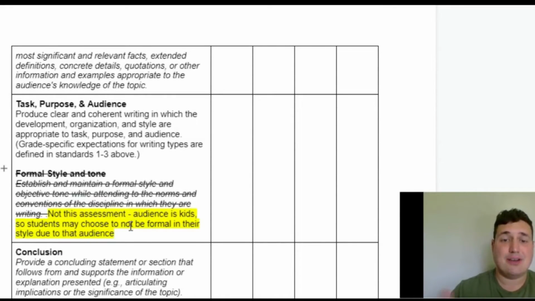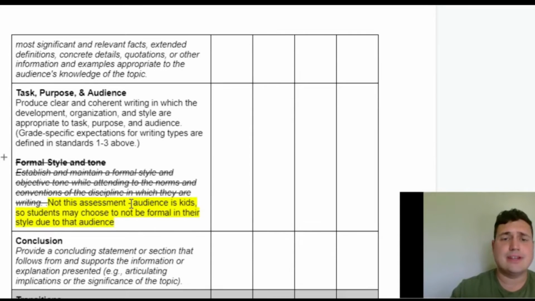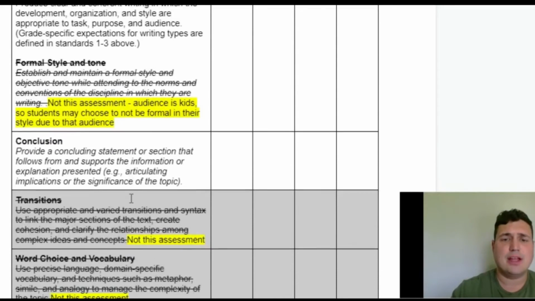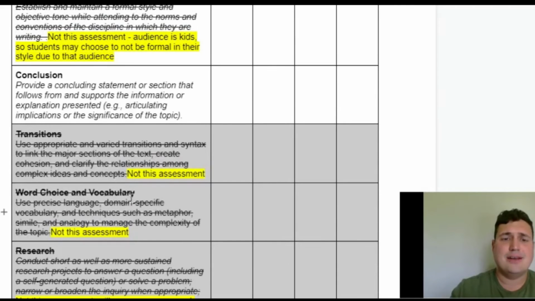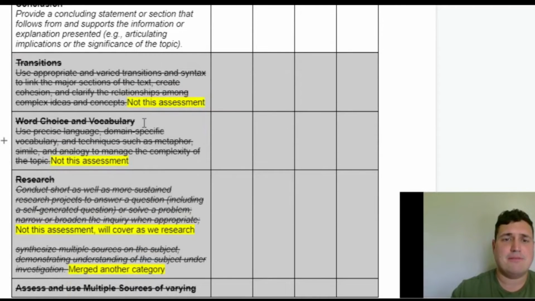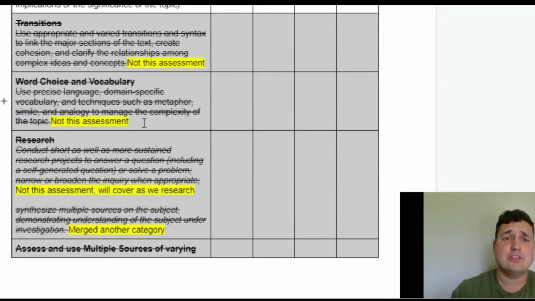Some of these I decided I wasn't going to do. For example, I thought not this assessment, the audience is kids, so students may choose not to be formal, because this was talking about style here. So I decided probably not for this one. I'll get to it later in the year, but it's a thing that I thought about, but I'm not going to end up doing. I have these ones also as well. Didn't really fit for this assignment, but I put them on just in case, and it's okay to get rid of them. That's fine. You've got to figure out what's best, and it's not always best to include a bunch of different standards, because you want to be able to focus on some.